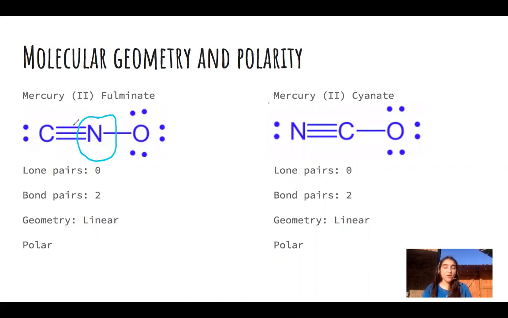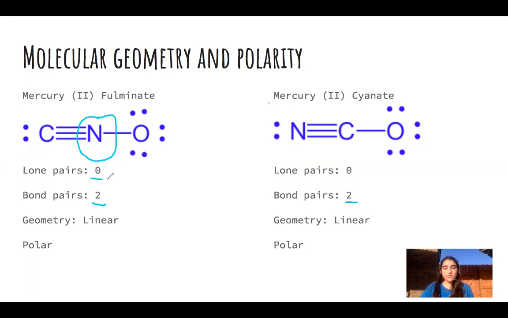Or single bonds. Well, each bonding region counts as 1. So if you see a triple bond, that counts as 1 region. So that is why you see 2 different bonding pairs or regions. As you can see here, 2, and then 2 again here. And lone pairs are what you would see with the dots, which you don't see here in the central atoms, which is what you take into consideration when determining the molecular geometry.